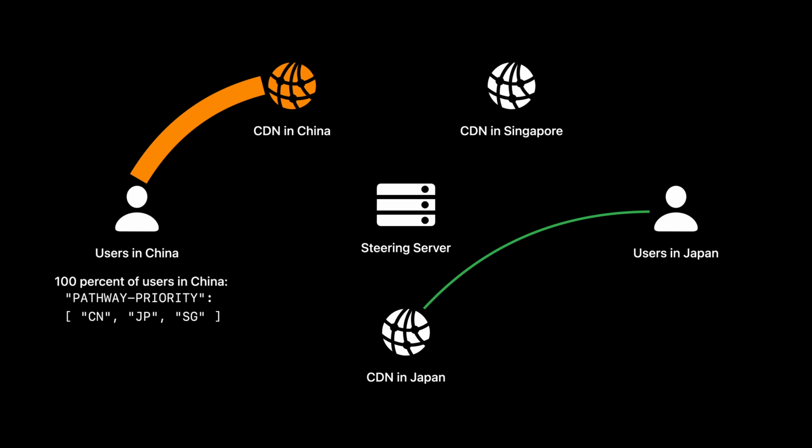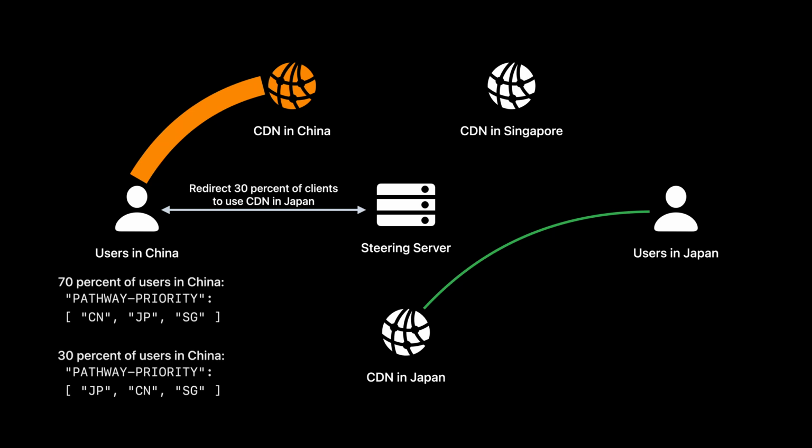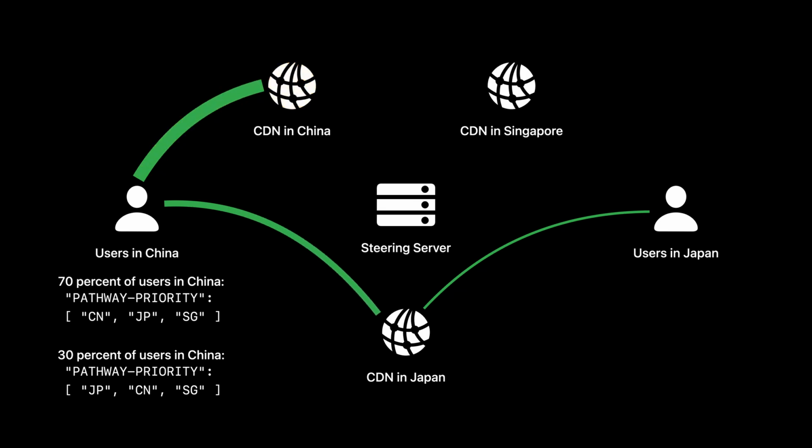Let's go back to one of our early examples to see how it works under the hood. Let's say in this case, all users in China have received a steering manifest with the CN pathway being most preferred, and the corresponding Chinese CDN is being overloaded because of an increasing number of users. So the steering server comes into action and sends out a different steering manifest to 30% of the users in China, with the most preferred pathway changed to JP. After performing a content steering evaluation, those 30% of clients in China will switch to the JP pathway, redirecting the network traffic to the CDN in Japan, resolving the network congestion in the Chinese CDN.